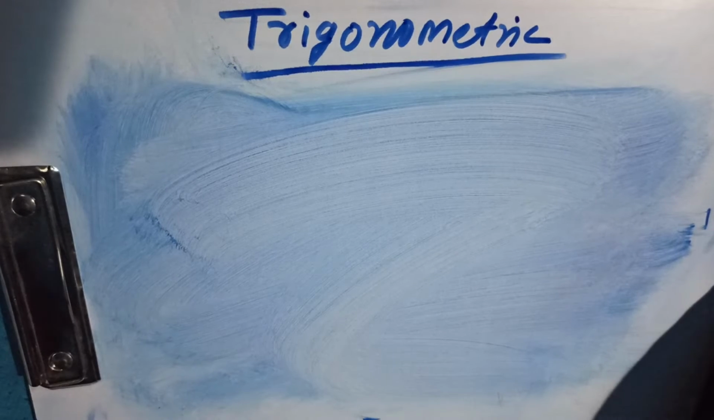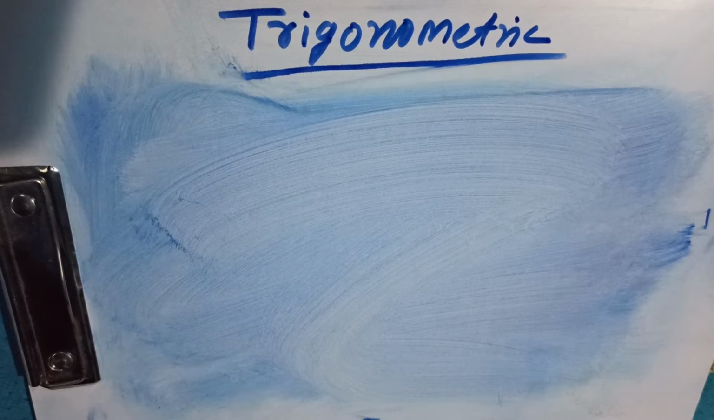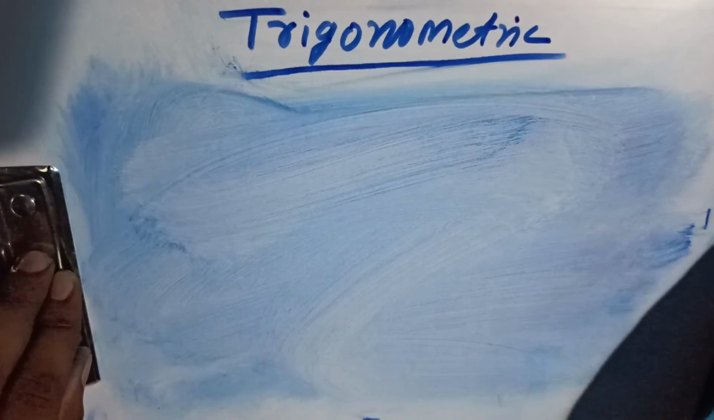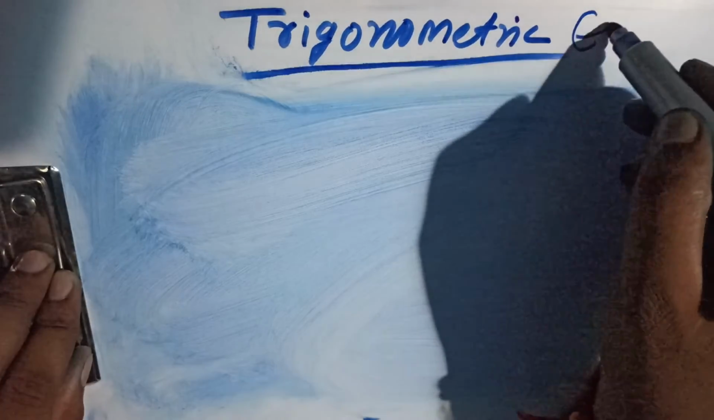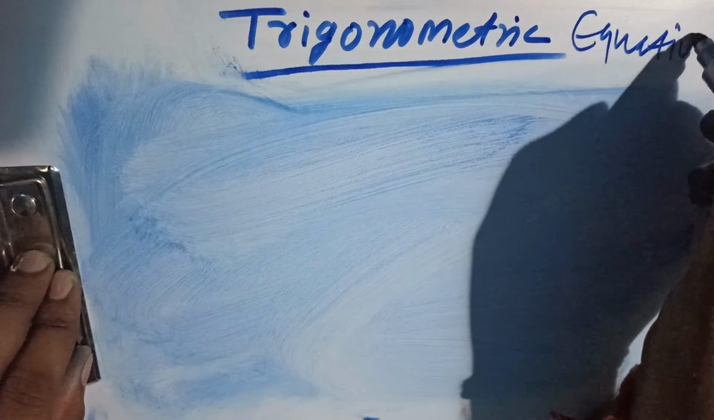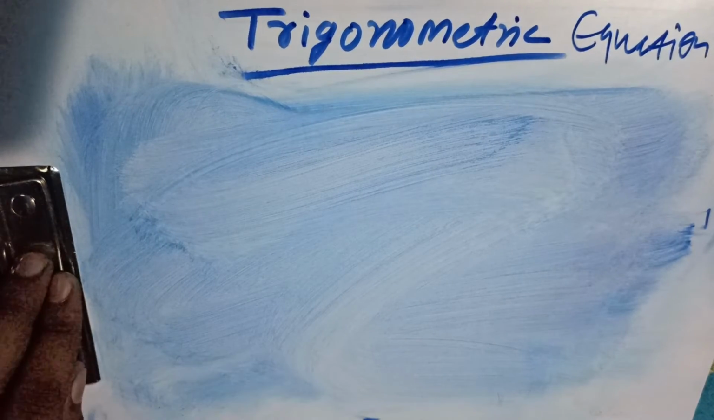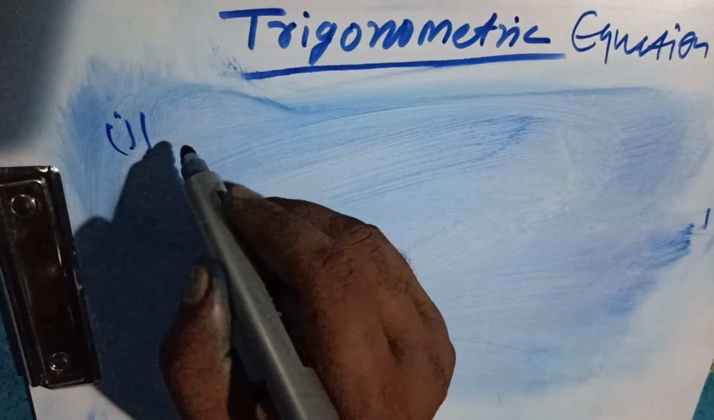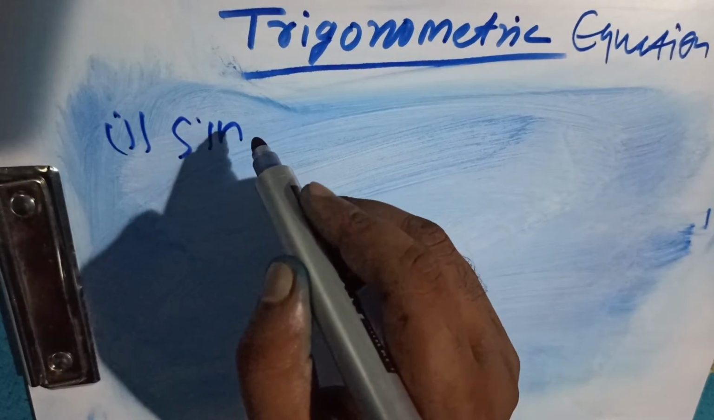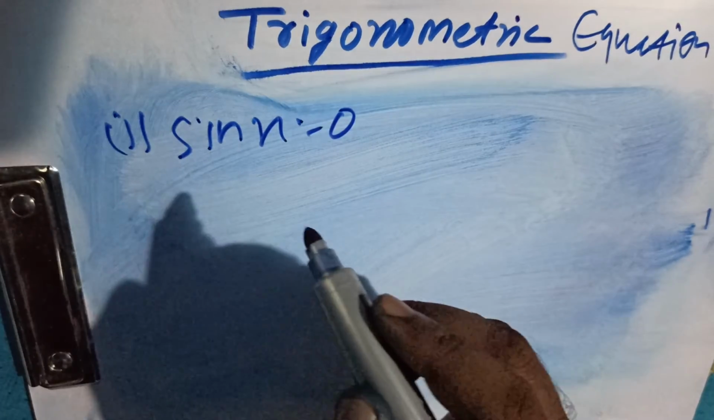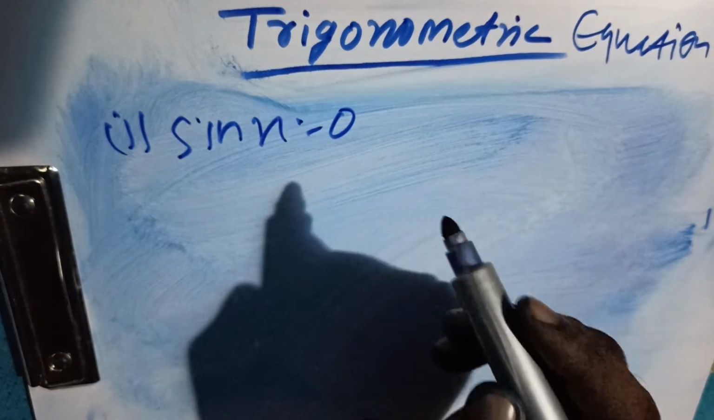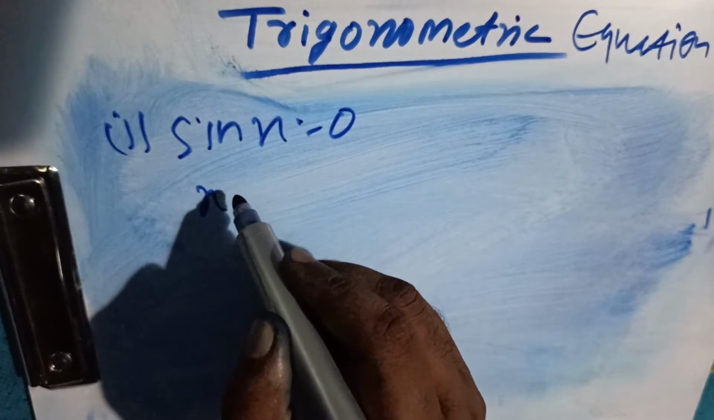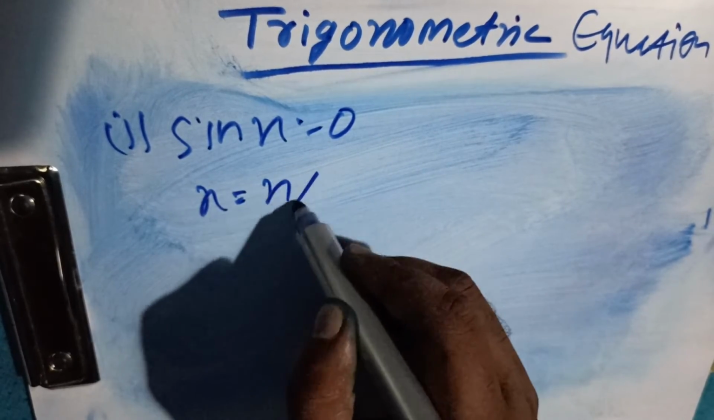So next, discussing trigonometric equations. First, sin x equal to 0. So what is the solution? Solution x equal to n pi.